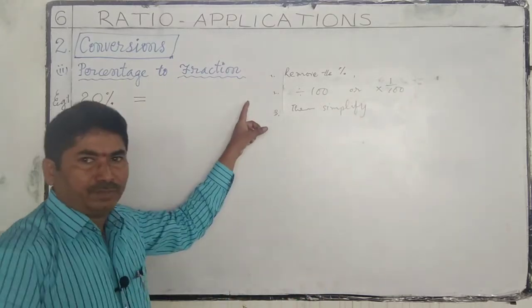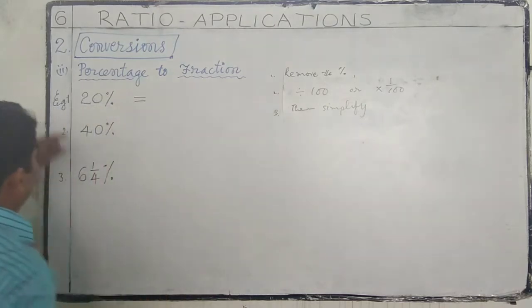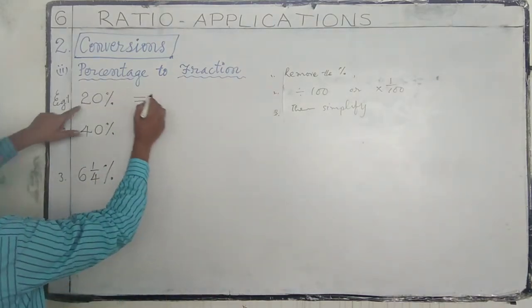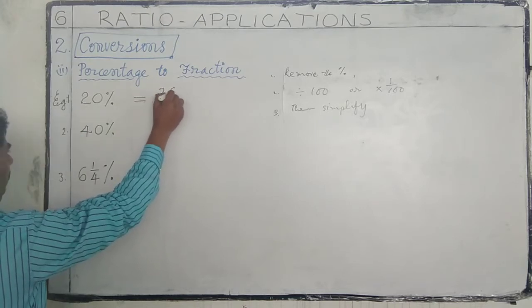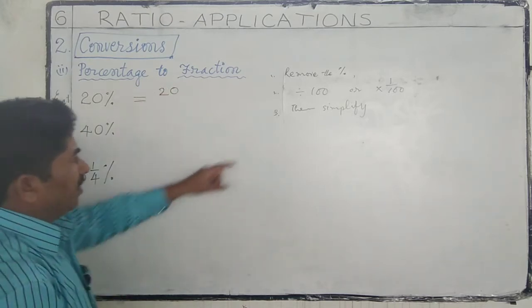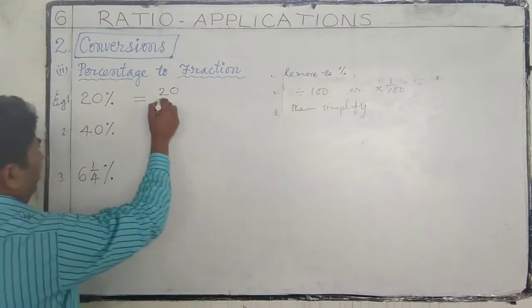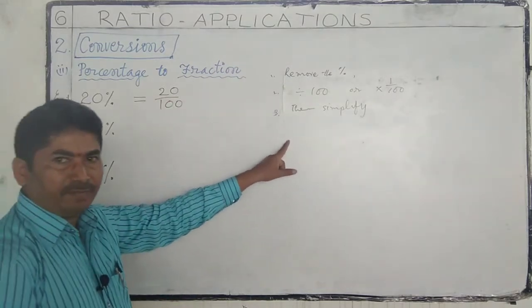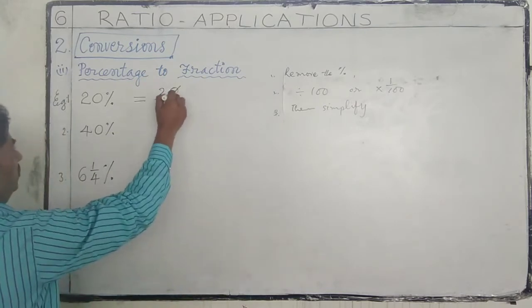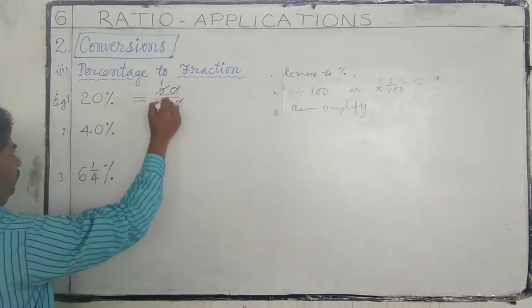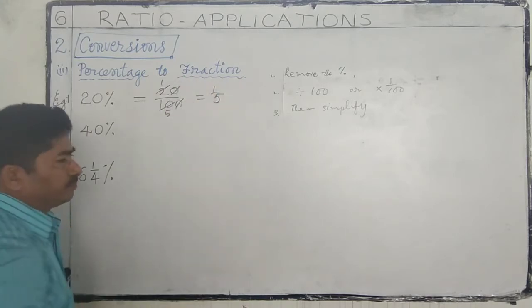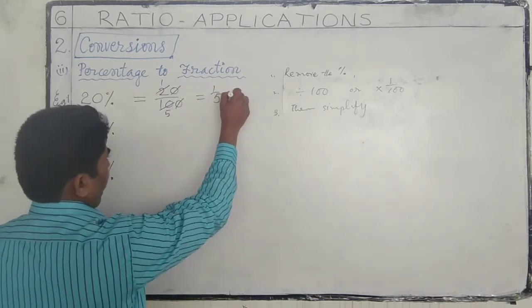This is the procedure. First, 20% is equal to, first remove the percentage sign. We have to write 20 only. Divide it by 100. Then simplify. The zeros get cancelled. 2 1s are 2, 2 5s are 10. 1 by 5. So this is the answer.